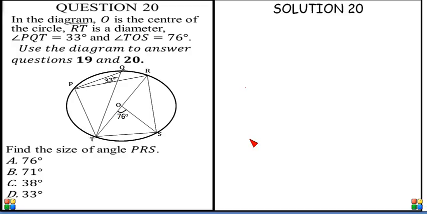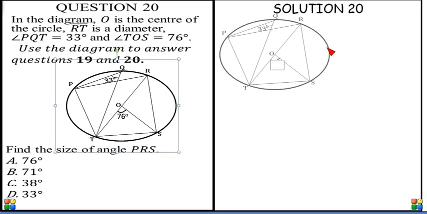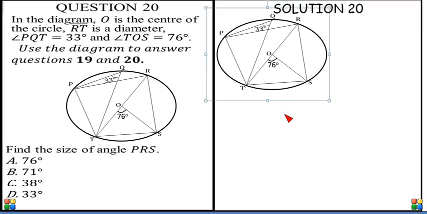Question 20. We are dealing with this same diagram that we dealt with in question 19. We're to find angle PRS this time around. Let us move the diagram to a convenient position. Yes, that's all right. Now, we're to find the size of angle PRS.